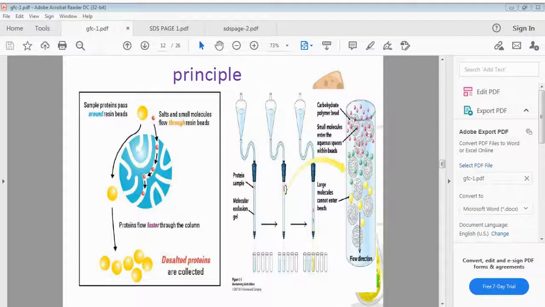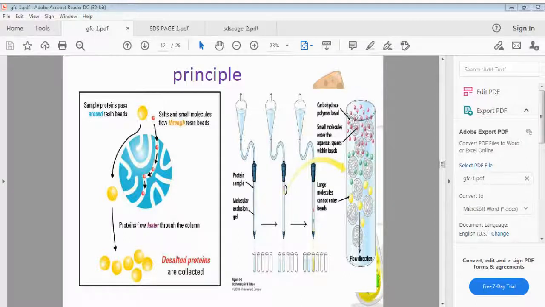So here you can see three different sized samples allowed to pass through the column. One is the large molecule. These molecules do not enter the gel, so they easily pass through the spaces between the gels and come out first. The second one is the green sized molecule. They are intermediate molecules, not as big as yellow and not as small as red, so they are partially trapped and partially not trapped. They will come out second.